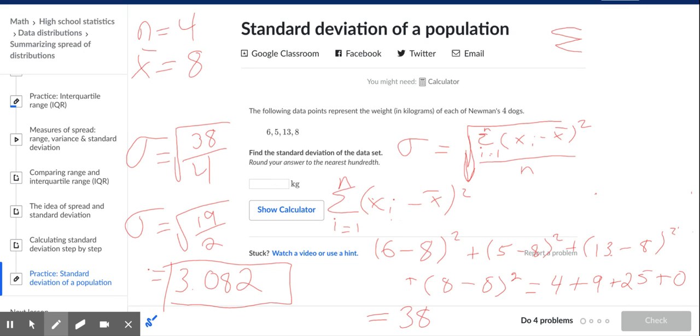So that is standard deviation. It's a lot of steps, but it's really not that bad. The sum is probably the scariest looking thing on here. But once you realize you're just taking each piece, subtracting the mean, and then squaring it, and then adding those together, it's really not that bad. It just looks daunting when you look at this formula. You're like, what on earth is going on? But if you break it down, it's really not that bad. So hopefully that helps.